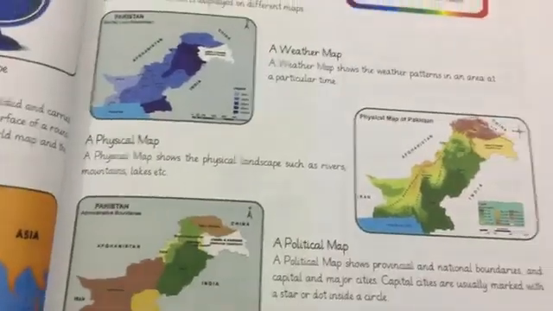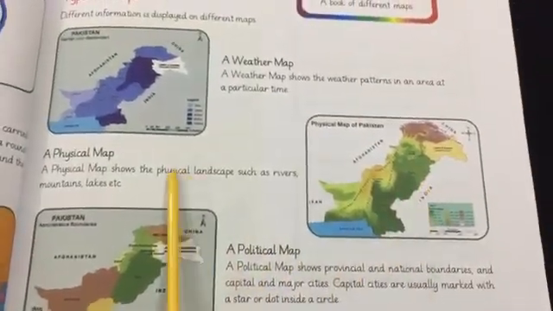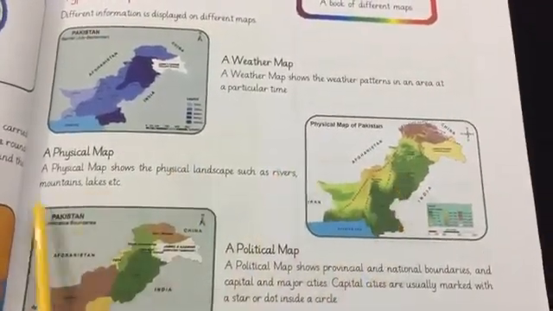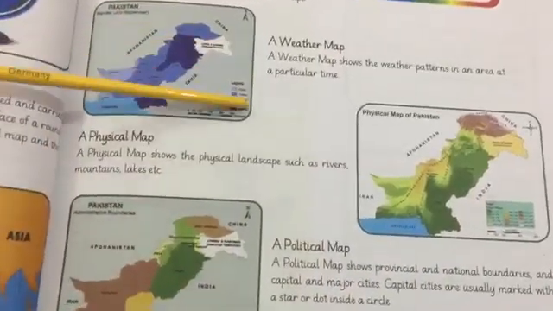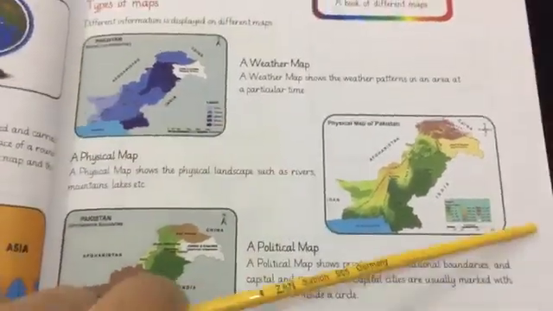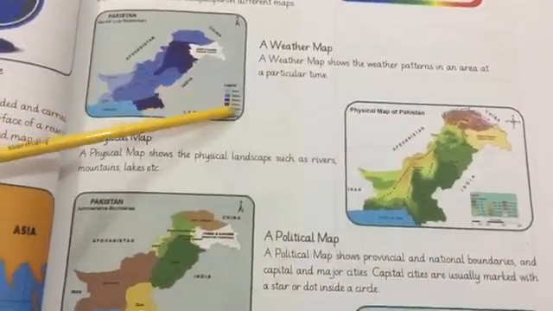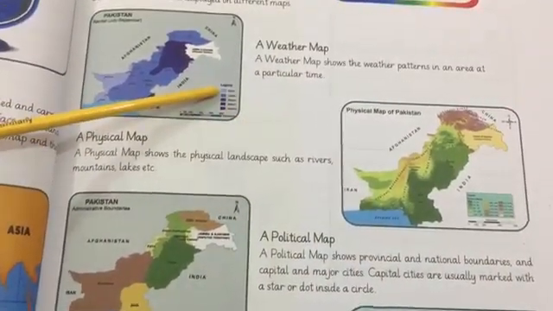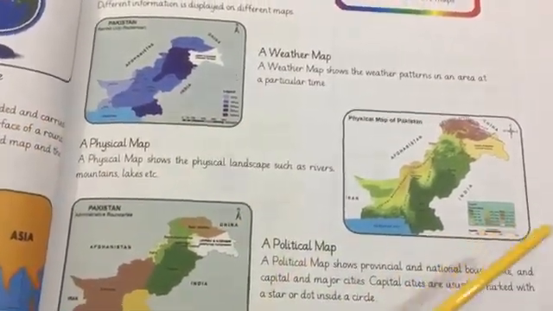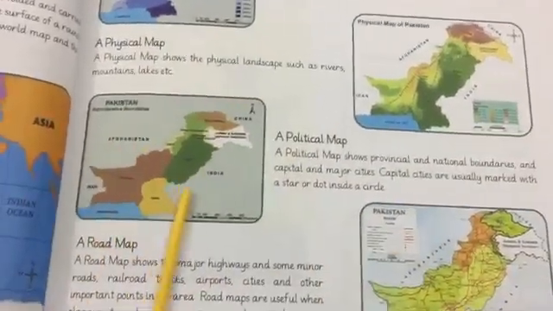Then we have the physical map. The physical map tells us about the landscape, for example the rivers, mountains and lakes, and you always have a key along with the map which tells you what a specific color or line means, right?